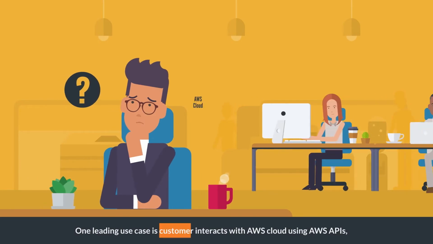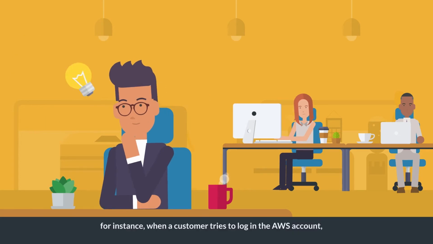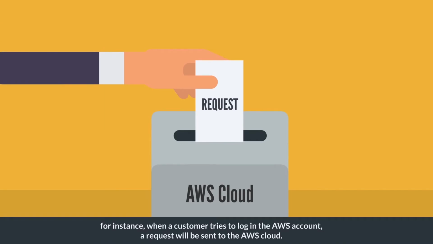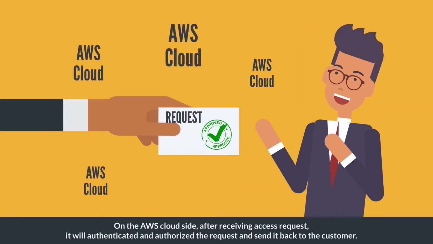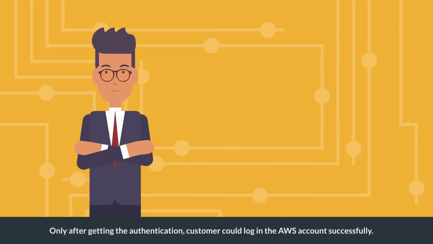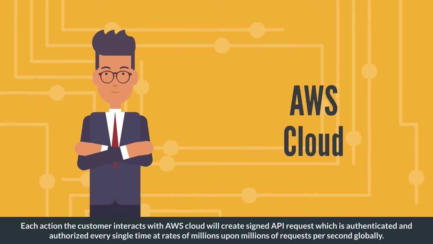One leading use case is customer interacts with AWS Cloud using AWS APIs. For instance, when a customer tries to log in the AWS account, a request will be sent to the AWS Cloud. On the AWS Cloud side, after receiving access request, it will authenticate it and authorize the request and send it back to the customer. Only after getting the authentication, customer could log in the AWS account successfully. Each action the customer interacts with AWS Cloud will create signed API request, which is authenticated and authorized every single time at rates of millions upon millions of requests per second globally.